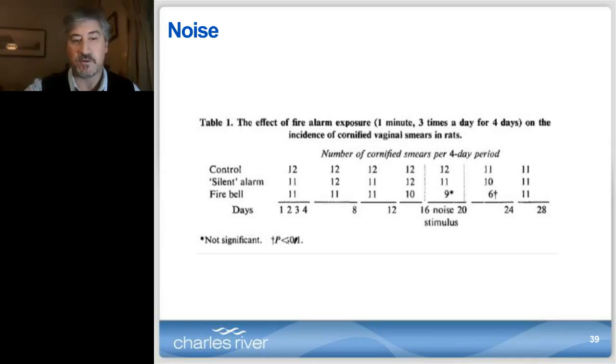This is a very old study. I don't know if you are familiar with this silent alarm, but this was a study to show that the silent alarm had no effect on the animals. So the experiment was to trigger the fire alarm for 1 minute 3 times a day for 4 days, and when they did this, they could see a variation in the number of cornified smear cells. And this was in rats, right? So right there we see an effect compared to control animals. That's a clear effect in the physiology of the animals.